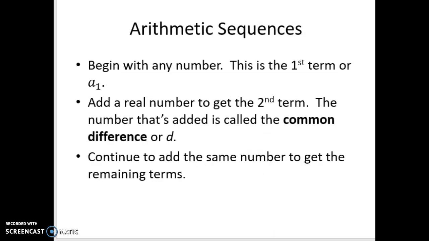So we're going to begin with looking at arithmetic sequences first. An arithmetic sequence can begin with any number, and that number can be any real number. We call this the first term, or a sub 1. In order to get the next term or the second term in the sequence, a real number is added to that first number. The number that is being added on is called the common difference, and we notate that as lowercase d. Then we continue adding the same value over and over again to get the remaining terms in the sequence.